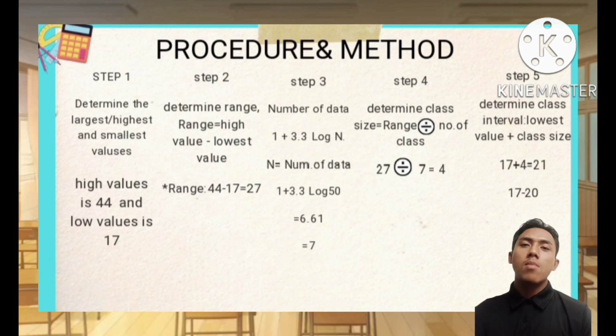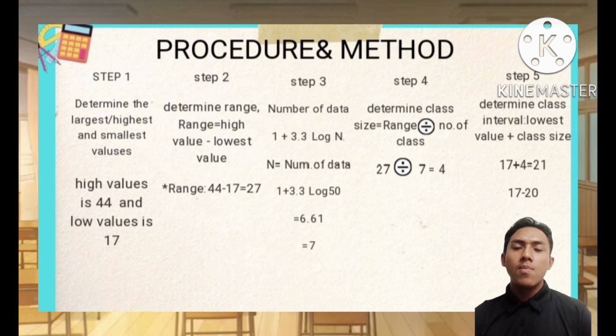Step 1. Determine the largest or highest and smallest values. The high value is 44 and the low value is 17, which are in the table. Step 2. Determine the range. Range is high values minus lower values. The answer is 44 minus 17 equal 27.